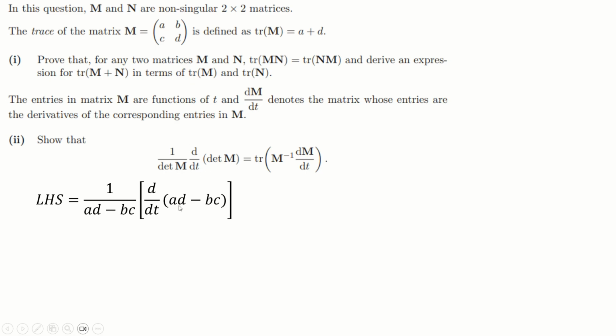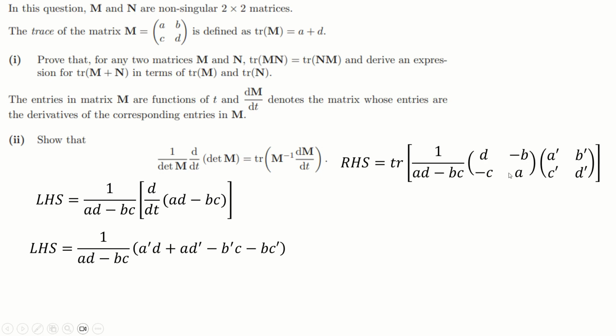If we differentiate that, we can use product rule to differentiate this because it's A times D, right? And they're both functions of t. So it's A dash D plus D dash A, something like that. Same thing down here. And I'm just going to leave that where it is because now we can work on the right-hand side a little bit. We can say the right-hand side is this thing here.